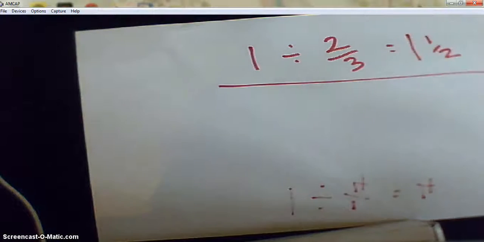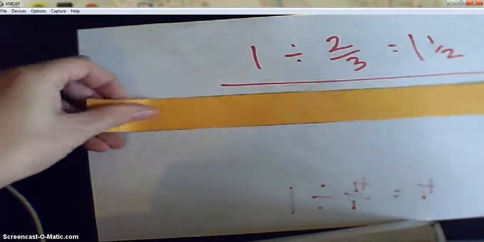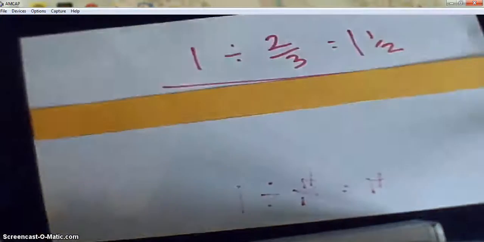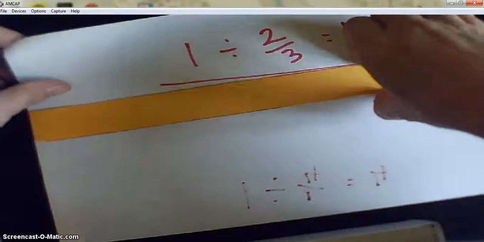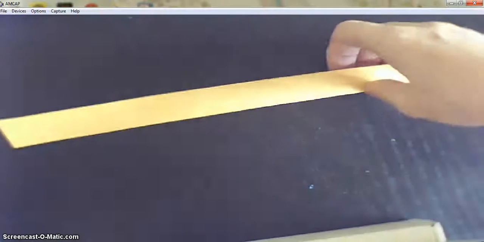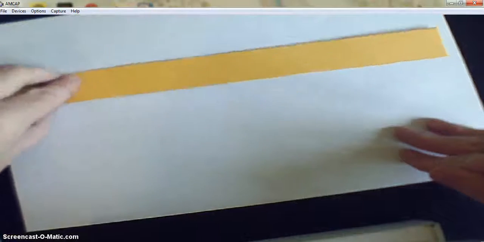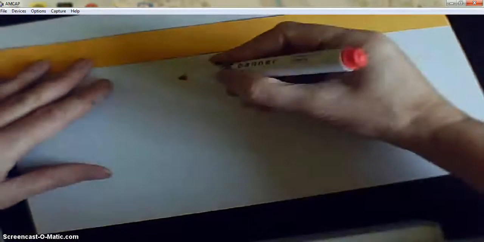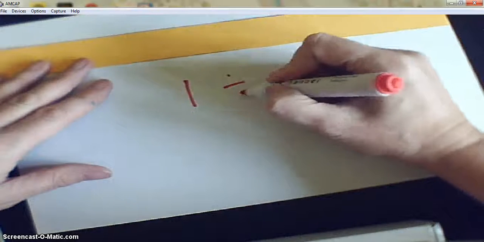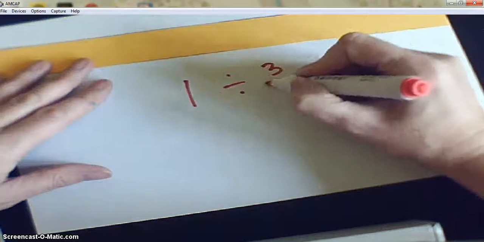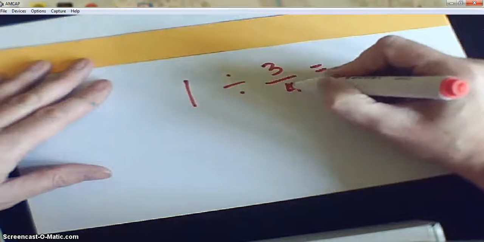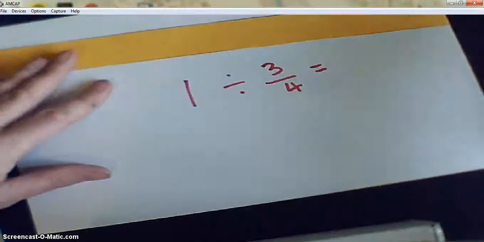Okay? So, I've got my whole strip. Let me just get a new piece of paper. And let's do another one. Okay, there's my whole piece. How many times does 1 divided by 3/4 go? So we're now looking at how many times 3/4 fits into 1.